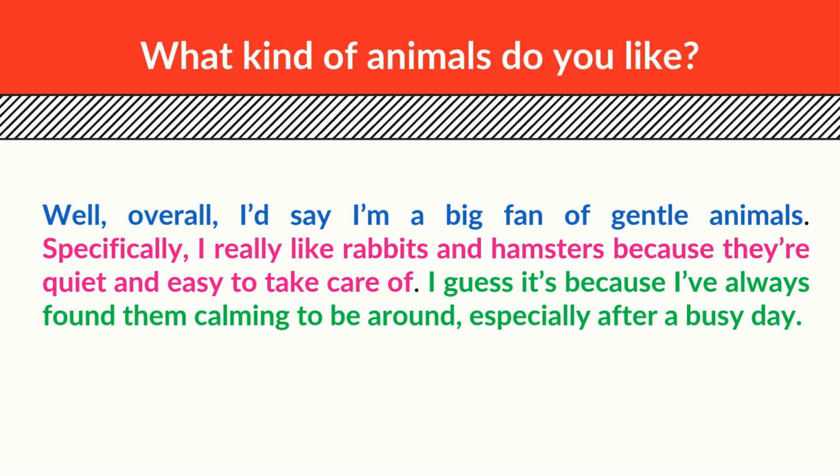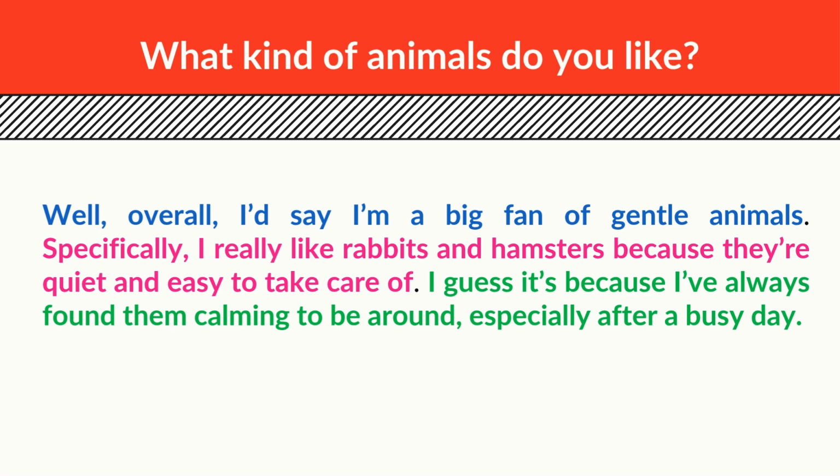Now, let's break this answer into 3 parts. For the general liking statement: Well, overall, I'd say I'm a big fan of gentle animals. This is where you introduce your general preference. The phrase, I'd say I'm a big fan of, sounds natural and friendly, much better than just saying, I like. You're showing the examiner that you know how to paraphrase and extend your ideas, both important for fluency and lexical resource.